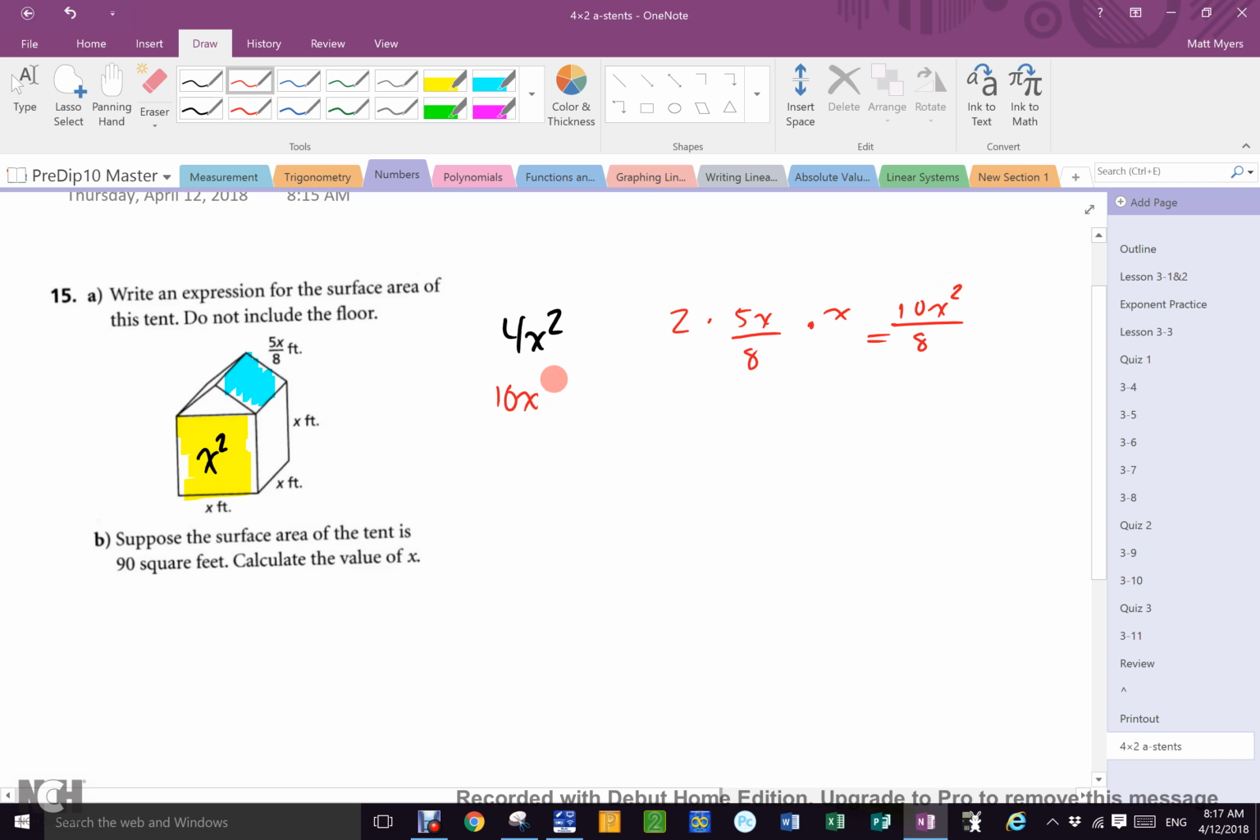The walls and the roof, right? So the only thing missing is this triangle here, yeah? I'm going to draw that a little bigger because it's a little bit tricky. 5x over 8 and x. How do we find the area of that?